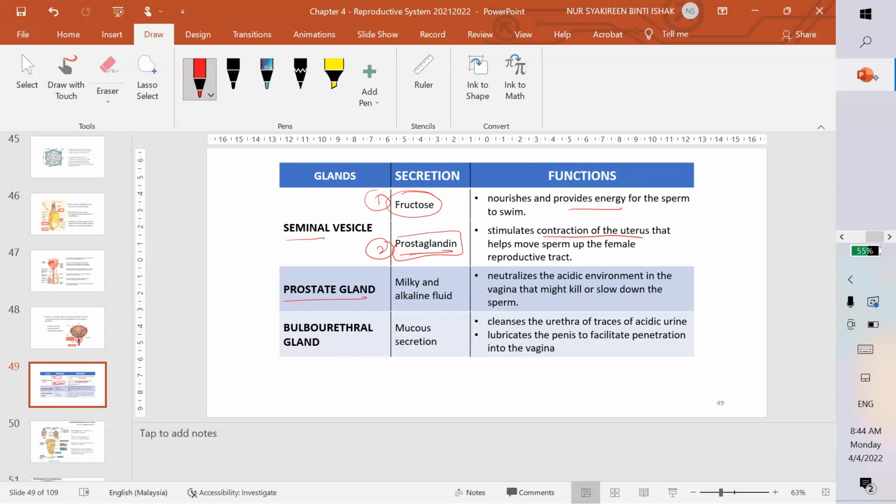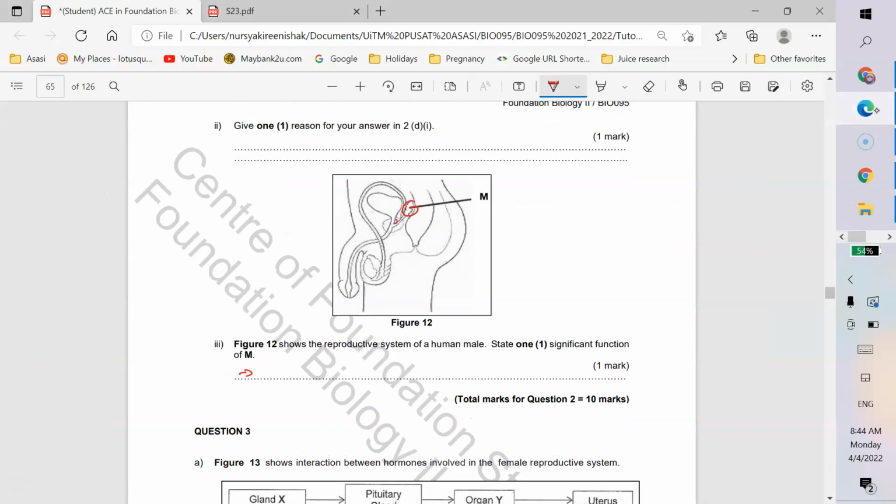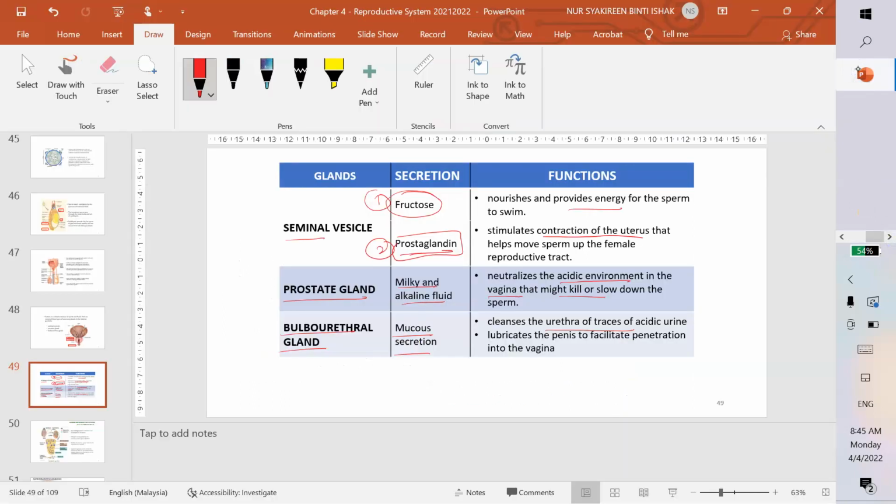Okay, so kita terus buat revision. Prostate gland produces milky and alkaline fluid, which neutralizes the acidic environment in the vagina that might kill or slow the movement of sperm. And then for the lateral gland, it secretes mucus that cleanses the urethra of acidic urine, and also lubricates the penis to facilitate penetration in the vagina. Okay, so ini adalah seminal vesicle, prostate gland, and then sepatutnya kat bawah sini somewhere ada lateral gland. Okay, kita kedudukan dia.